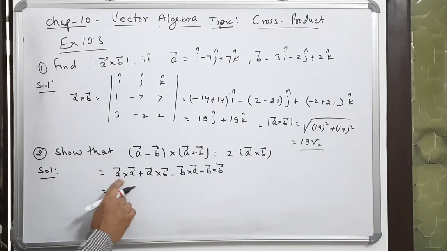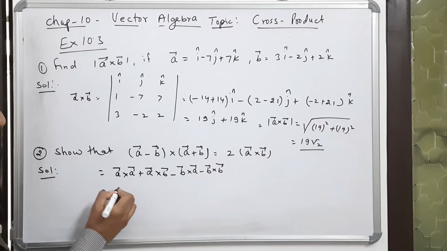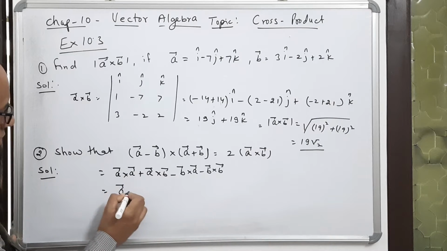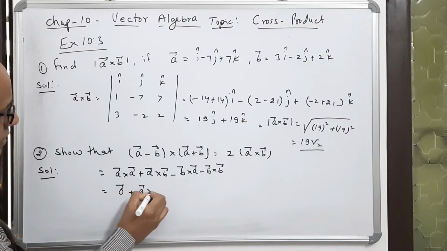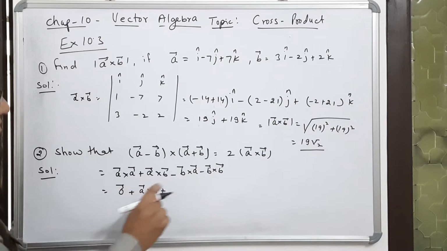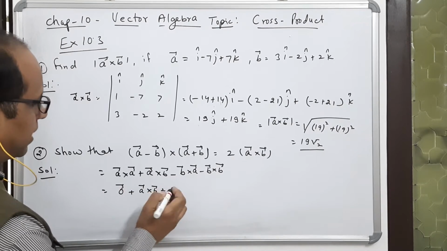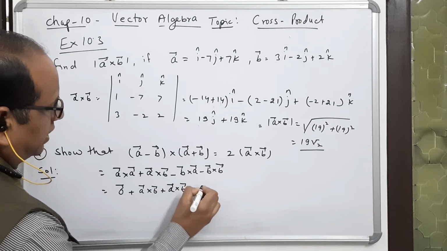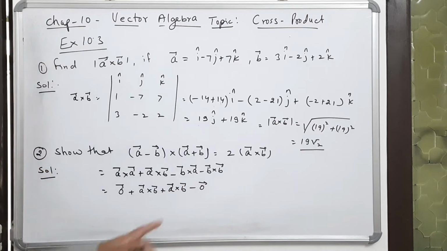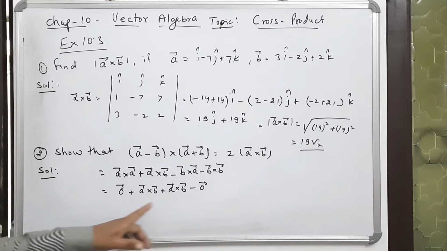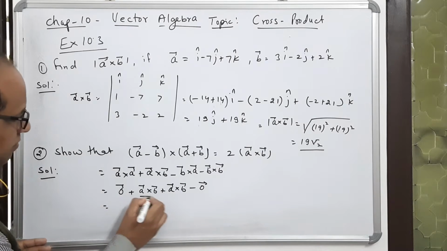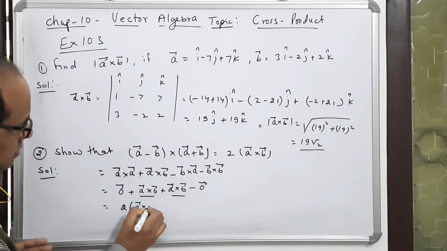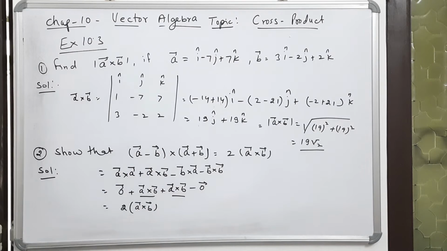Now you all know that vector A cross vector A, because they are parallel or collinear vectors, will be 0 vector, plus vector A cross vector B plus B cross A will become A cross B. The sign will change and it is 0 vector. So the final answer is, if you add these two, it is 2 A cross B. In this way we can prove this.